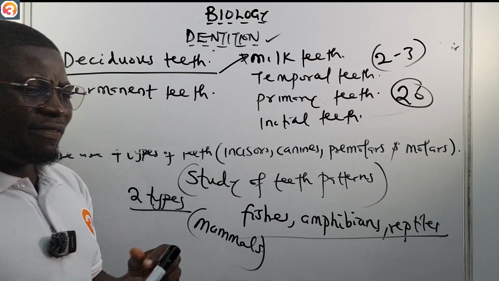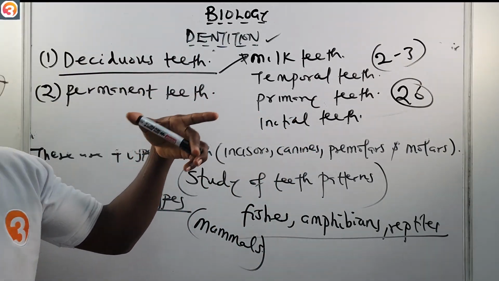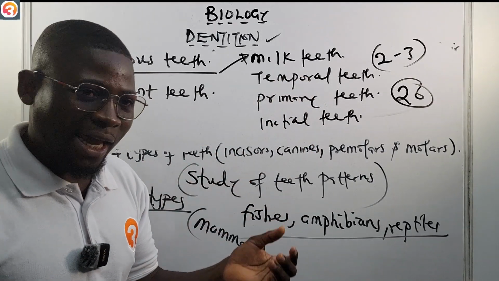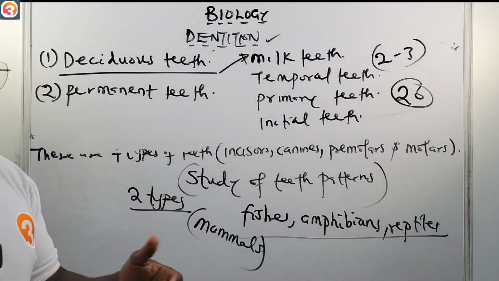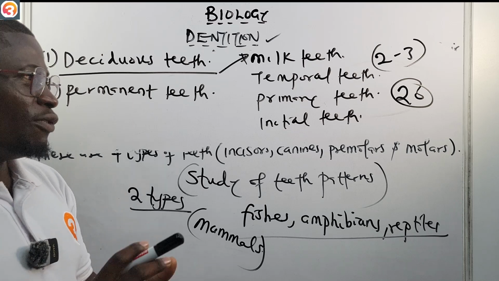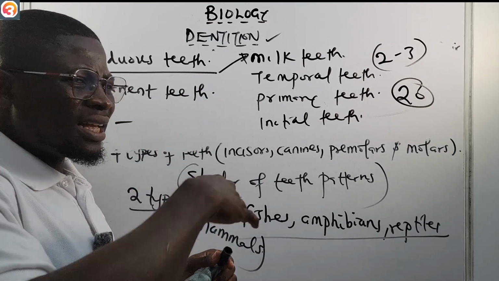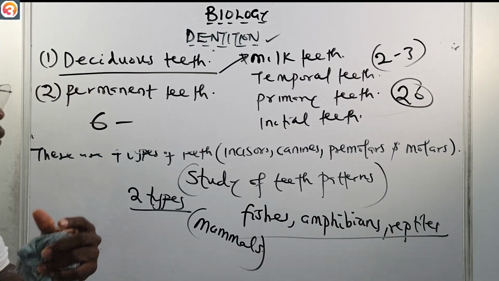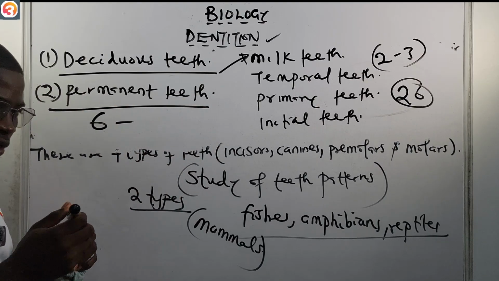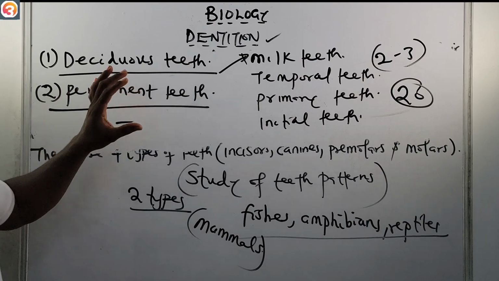So after these 2 to 3 years, this milk teeth will begin to fall out, or even begin to break without playing itself. So the baby will start changing teeth when the baby is around 5 or 6 years upwards. The baby will now start developing the permanent teeth. That is the second set of teeth that humans have. The first set is called the deciduous teeth. The second one is called the permanent teeth.